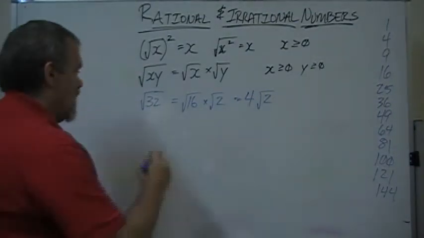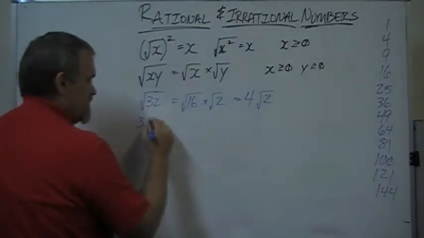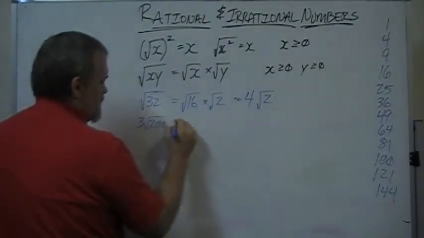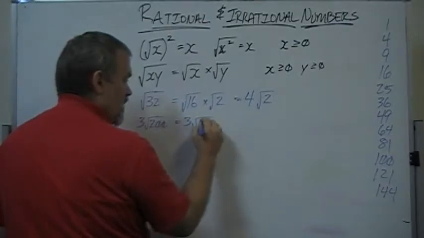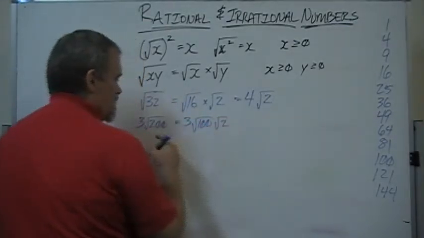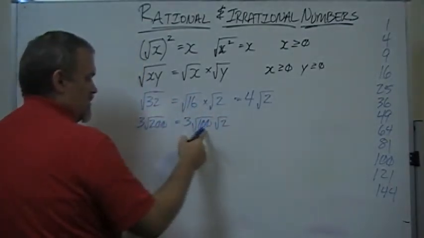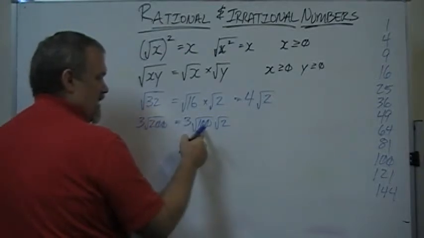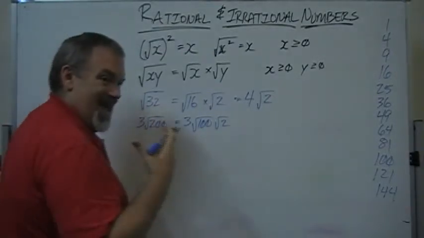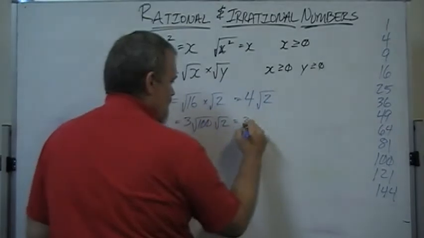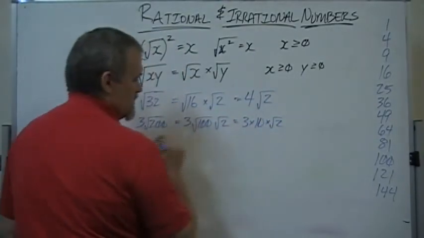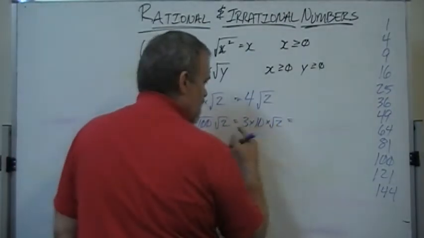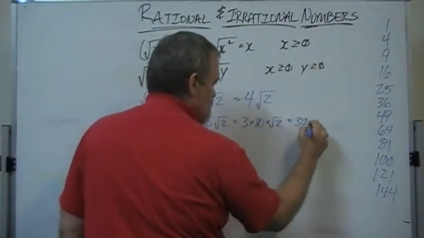Similarly, if we had a number like this, 3 times the square root of 200, what is the biggest perfect square that goes into that? Well, 100. 100 times 2 is 200. Then we know that the square root of 100 is 10. So we're left with 3 times 10 times the square root of 2. I left the multiplication symbols out there. And when we write that down, we get 30 square roots of 2.